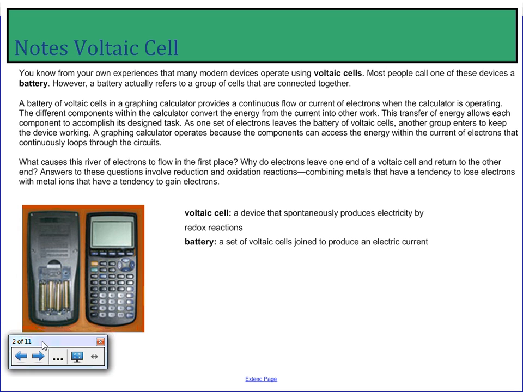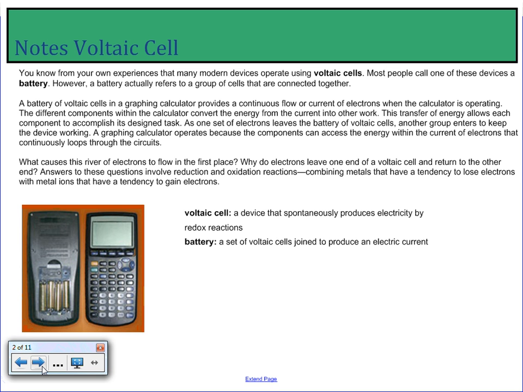You know from some of your own experiments that many modern devices operate using voltaic cells. What most people call one of these devices is a battery. However, a battery usually refers to a group of cells that are connected together. A battery of voltaic cells in a graphing calculator provides a continuous flow, or current, of electrons when the calculator is operating. The different components within the calculator convert the energy from the current into other work. This transfer of energy allows each component to accomplish its designated task. As one set of electrons leaves the battery of voltaic cells, the other group enters to keep the device working.